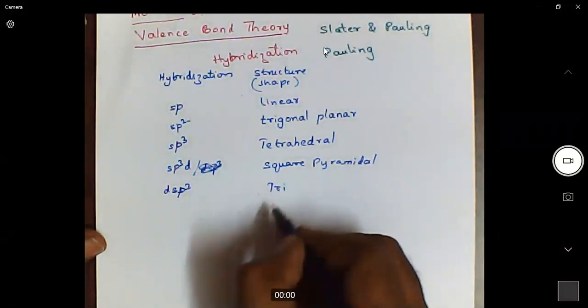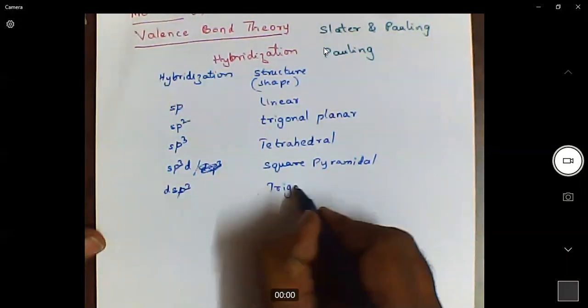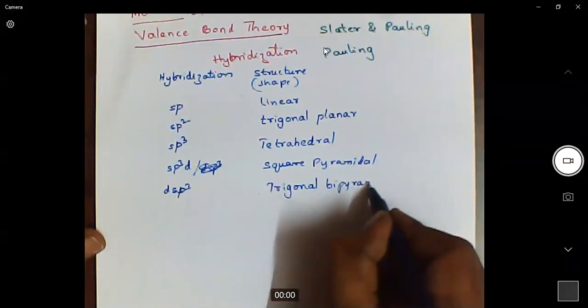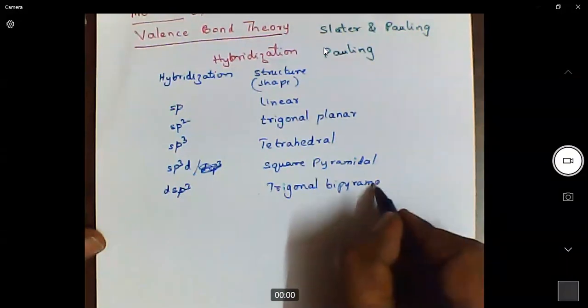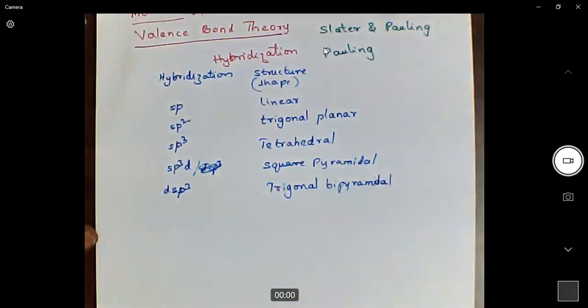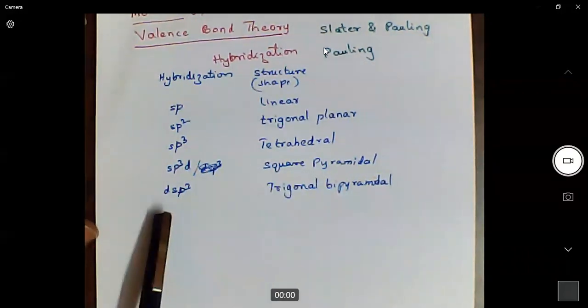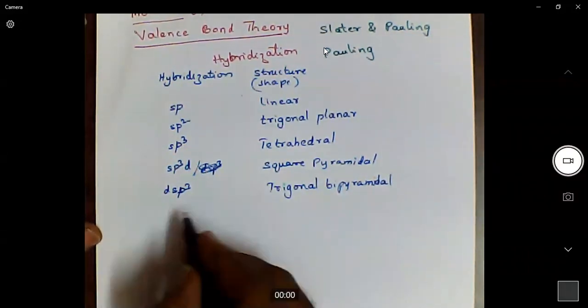trigonal bipyramidal. Trigonal bipyramidal shape. sp3d is square pyramidal, whereas dsp3 is trigonal bipyramidal.